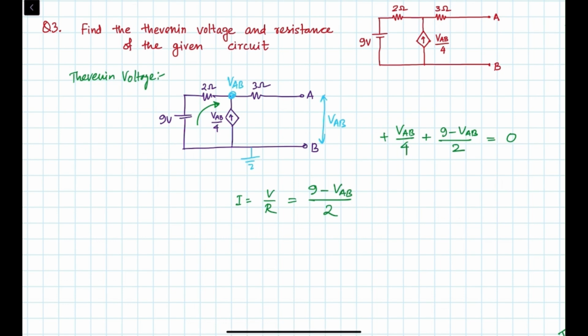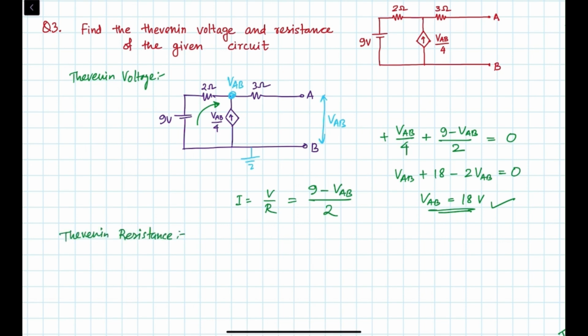Now if we calculate this, we get VAB is equal to 18 volt. So this will be our Thevenin voltage as well, right? So Thevenin voltage done. Now Thevenin resistance.